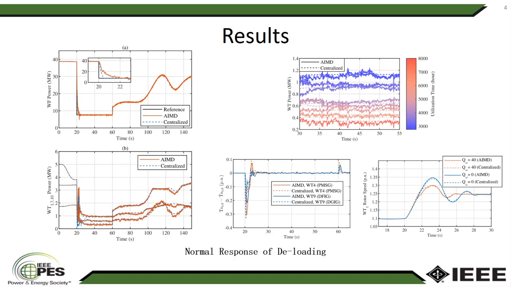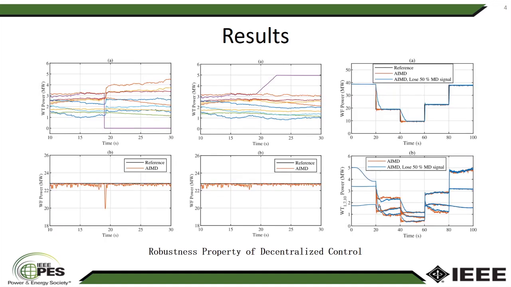We tested our strategy in a wind farm consisting of 10 wind turbines. The result shows that the total power generated by the wind farm closely follows the desired reference signal. The proposed decentralized AIMD strategy is very similar to the centralized implementation. At the same time, the control can effectively achieve the three goals mentioned above.